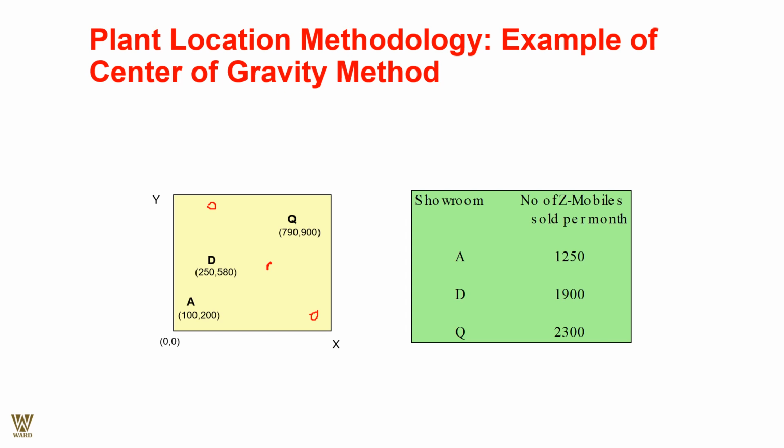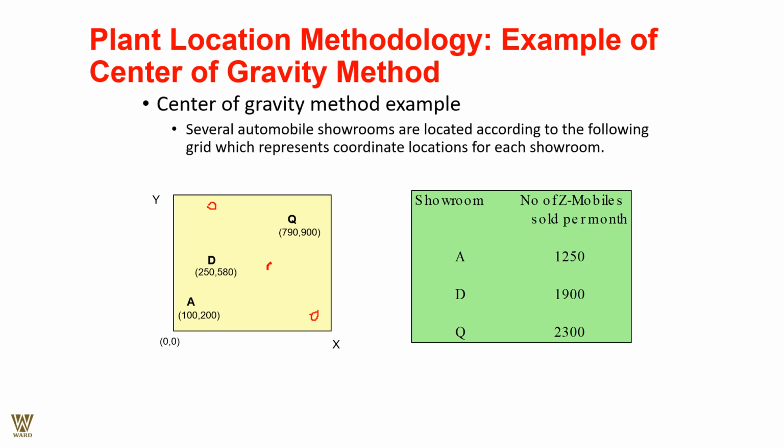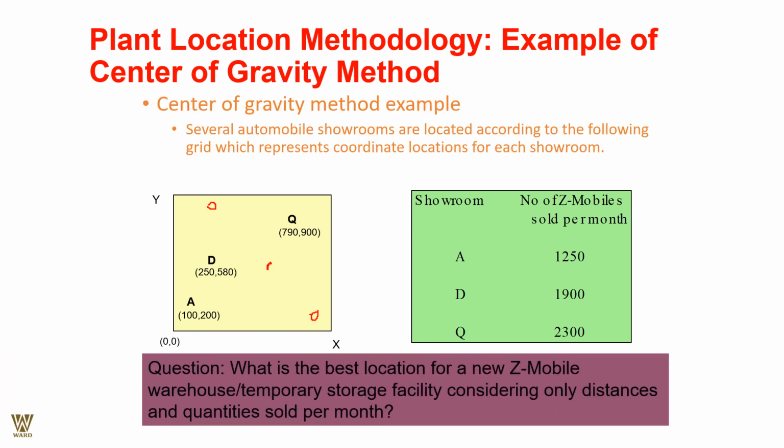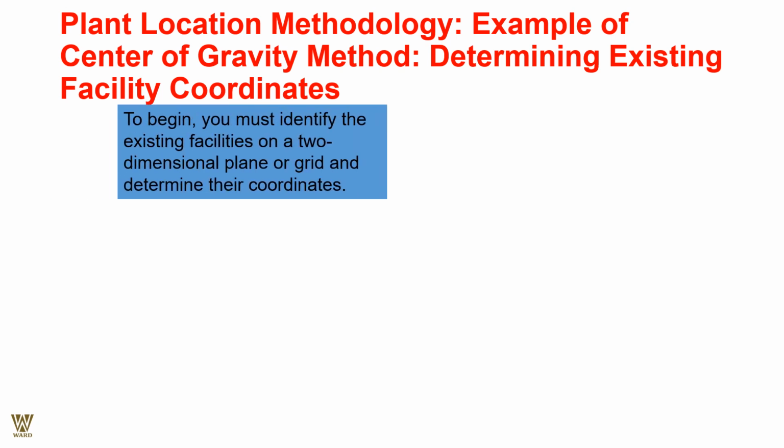Then there are the showrooms that go around it, with the number of mobiles sold: 1,250 from showroom A, 1900 mobiles from showroom D, and 2300 mobiles from showroom Q. Now, this is a good example of the center of gravity method. Where do I set my position? What is the best location for the new Z Mobile warehouse or temporary storage facility, as I've already stated here?